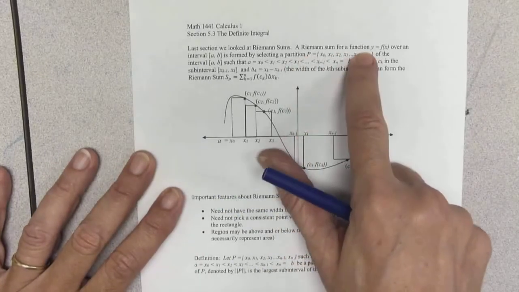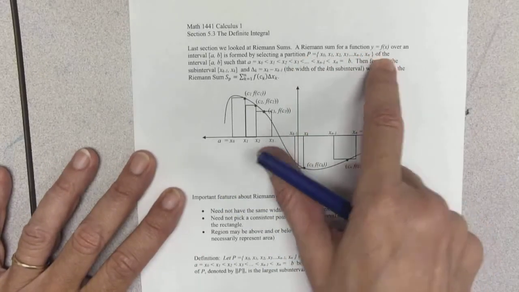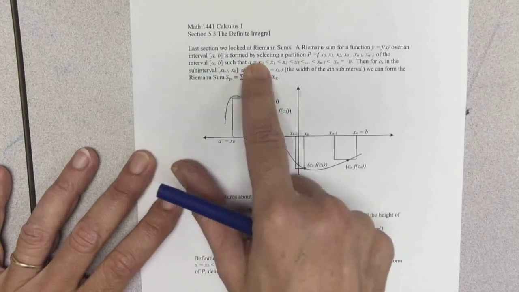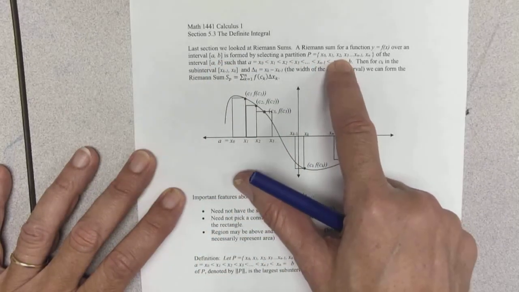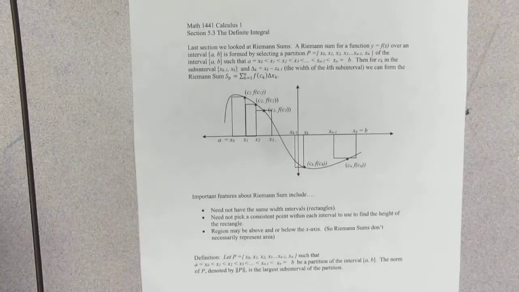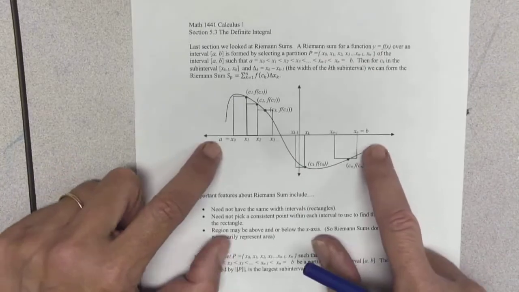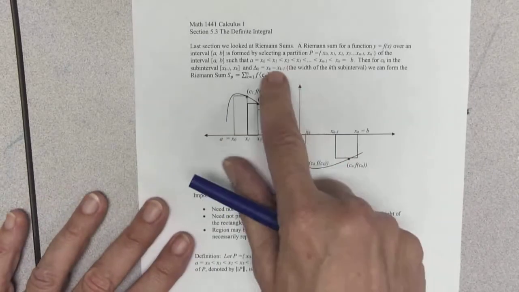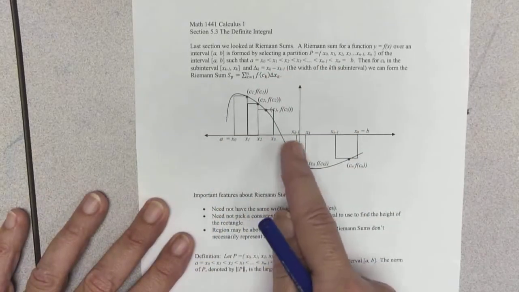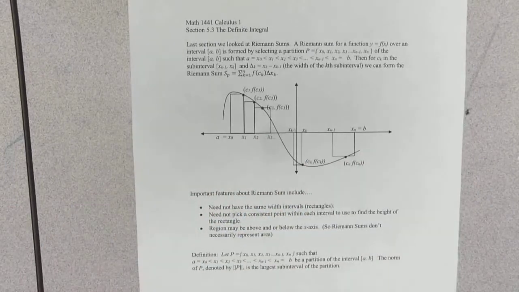And so we said a Riemann sum for a function y equals f of x over an interval a to b is formed by selecting a partition, x0, x1, x2, x3, and so on. And all a partition is, is taking your interval and whacking it up into subintervals. So all these x's are just each one of the x coordinates where we took this interval and whacked it up into pieces. So that's all a partition is.